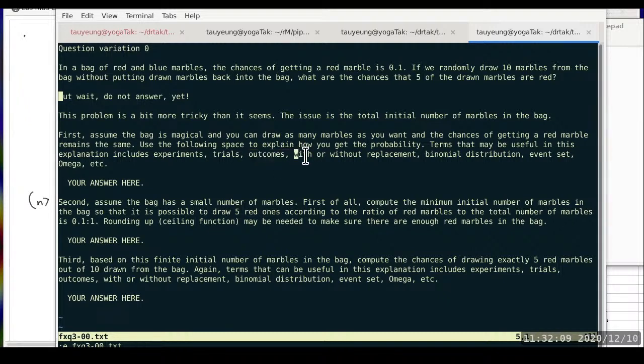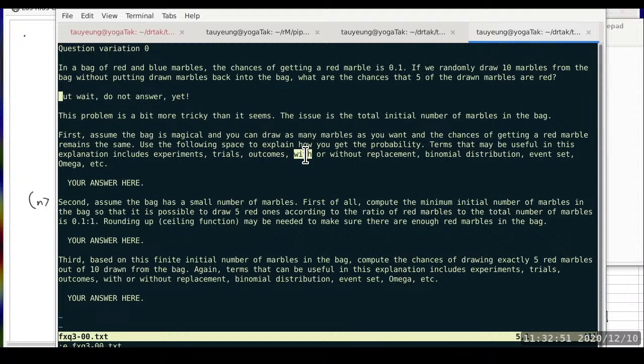So the tricky part of this question is, should it be with or without replacement? Now, if this is a regular real life bag of marbles, then it is without replacement. Once you draw a marble out, it would influence the probability of choosing a red versus a blue marble next because you have just taken one out of the bag. But the question did mention that this is a magical bag of marbles, where the probability does not change. So if the probability does not change, that means we are dealing with replacement.